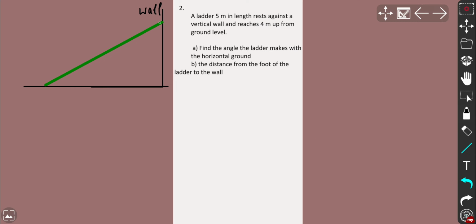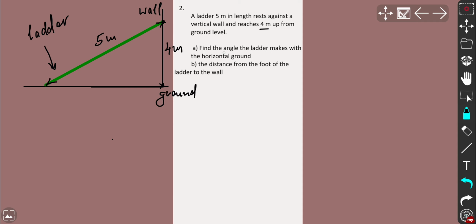Let's say it's leaned against the wall in this way. Okay, so we've got everything. That's the ladder that leans against the wall. What we have: the ladder is 5 meters, so that length is 5 meters, and we also know it reached 4 meters up from the ground level. If this is the ground, we have 4 meters on that vertical side, up to the reaching point.